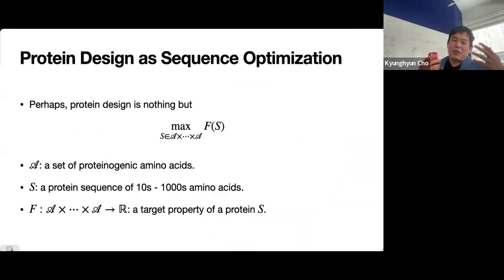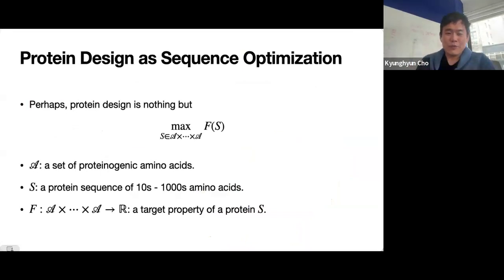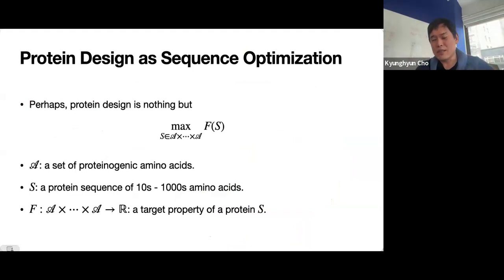Then, of course, as a computer scientist myself, my mind goes immediately into the simplest or the most simplified setup. That is that the protein design must be nothing but a sequence optimization problem. So the goal is that given some objective function f, we are going to find a sequence of amino acids S that's going to maximize this objective function.